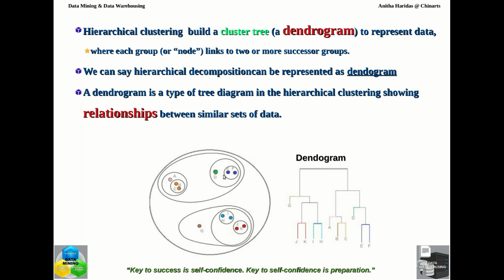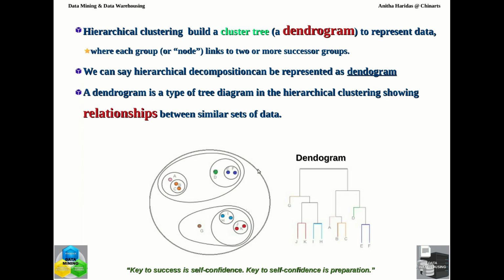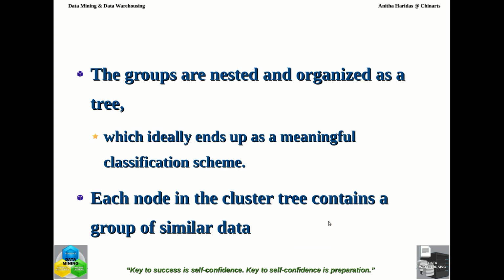Now each circle here is represented as a node in this dendrogram, correct? Each node in the tree contains a group of similar data, and the groups are nested and organized as a tree, which ideally ends up as a meaningful classification scheme. So this shows a meaningful classification scheme, and this is how they are grouped together. Each of these circles is represented as a node in this dendrogram.